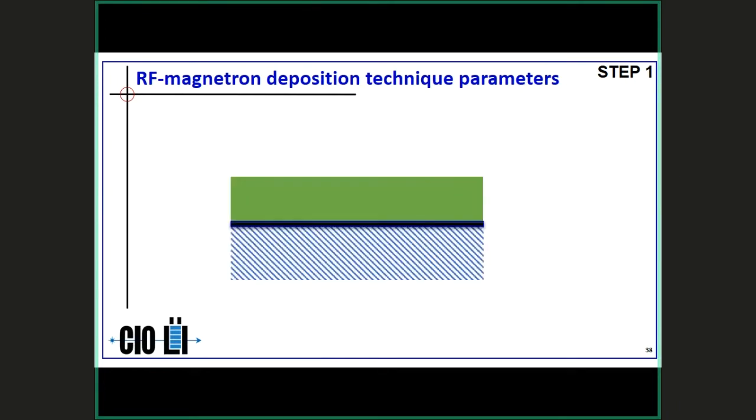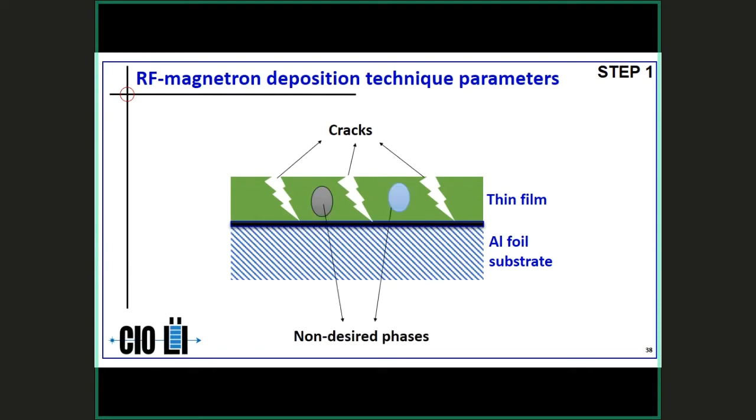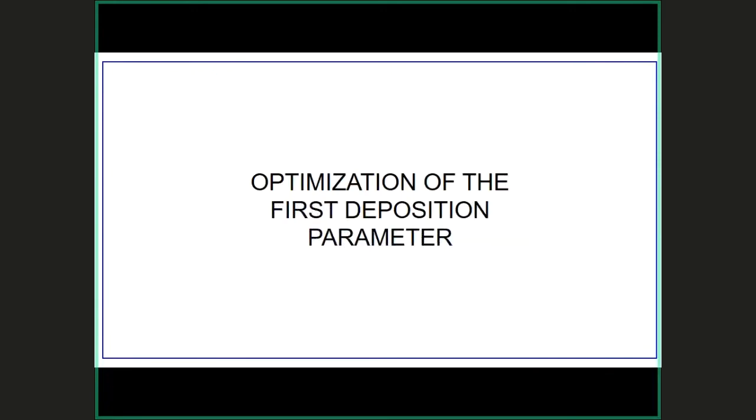So the wrong selection of these parameters, as we can see here in this figure, will lead to several imperfections in the coating. For example, we can have the presence of cracks, we can have some non-desired phases, we can have porosity, and also non-uniform thickness. All these imperfections will affect the performance of the battery. So for that reason, we have to do the optimization of the parameters. So let's start with the optimization of the first deposition parameter.